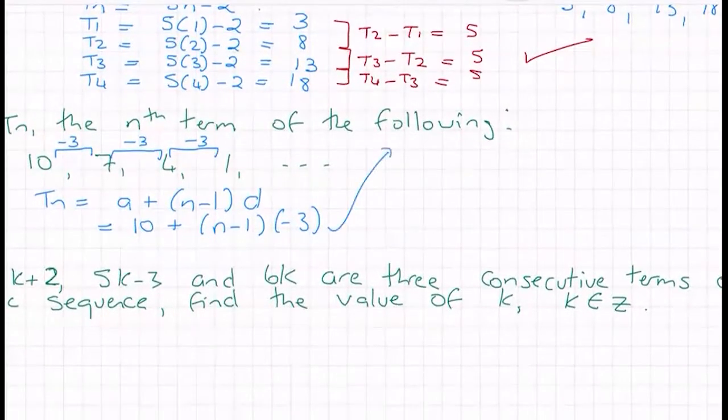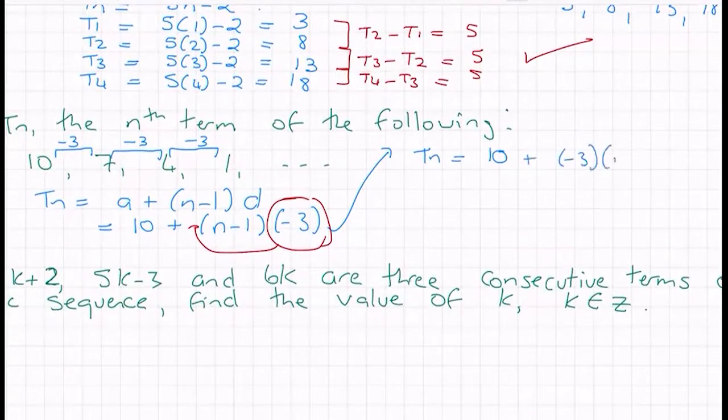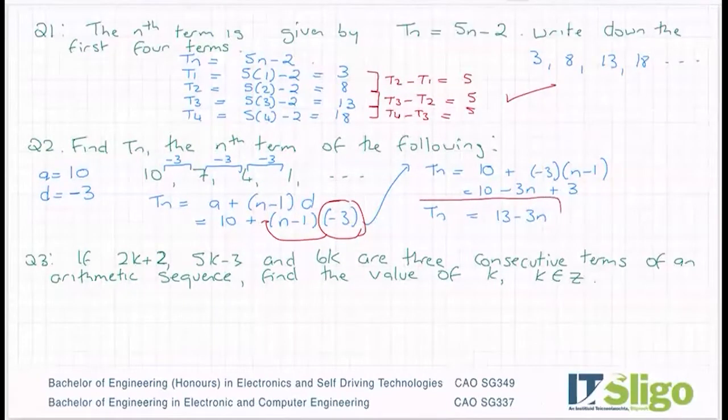Okay, so let's come up here and continue. So Tn is equal to 10, plus minus 3 times n minus 1. For some people, it's easier to swap these brackets around; for others, they don't care. So I've done nothing more than swap the order of the two brackets so that you can see it's minus 3 by n is minus 3n, minus 3 by minus 1, minus by minus is a plus, 3 ones are 3. So I get 10 and 3 is 13, minus 3n. So that's your formula for Tn.